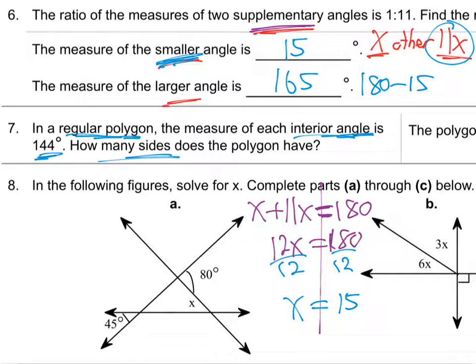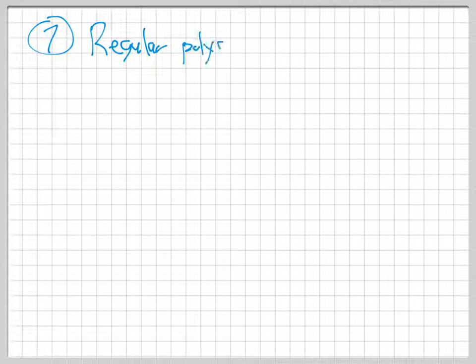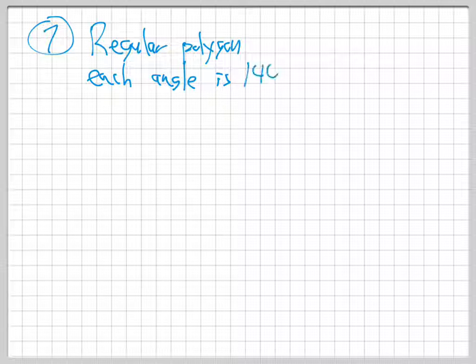So we don't know how many sides this thing has. We want to figure that out. And they're telling us it's regular and the angles are 144. So let me get us a little bit of room there. So it's a regular polygon. Each angle is 144. So how many sides? So how in the world are we going to figure that out?